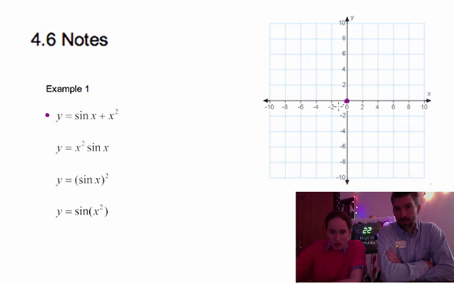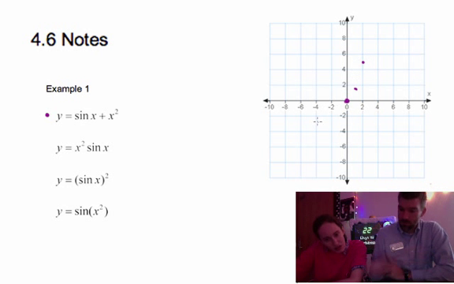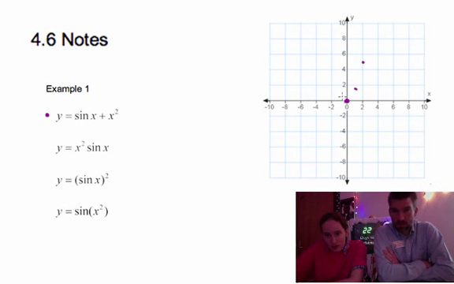For sin x plus x squared, you end up with 0, 0, and then 1, 1.84, so that's 1, almost 2, and then 2 is almost at 5. And then the other direction, -1, is at 0.158, just a little teeny tiny bit above. -2 is at about 3.